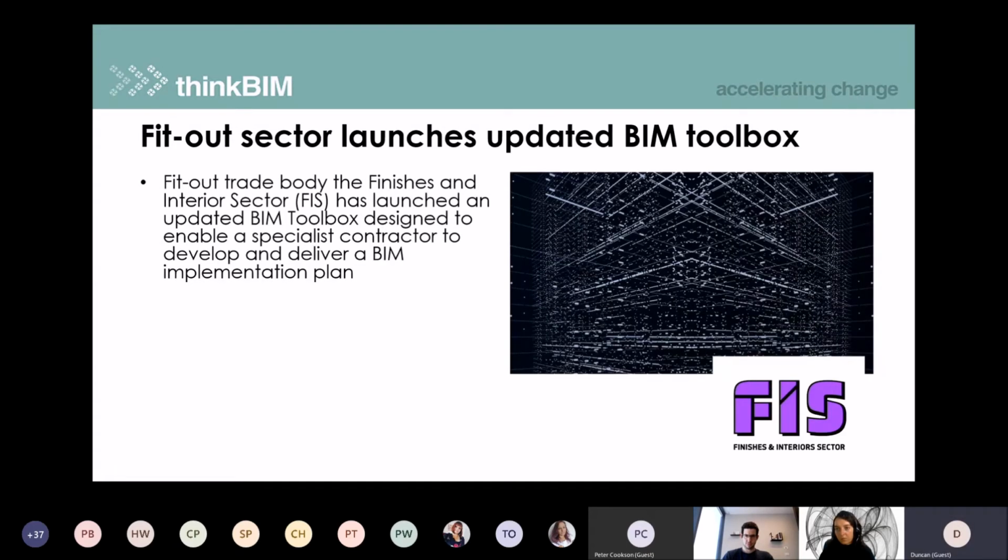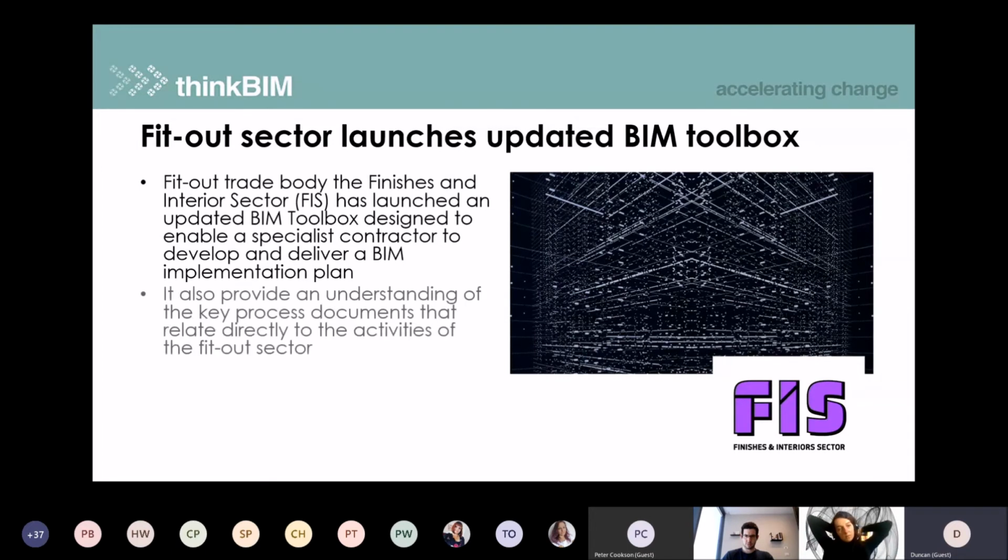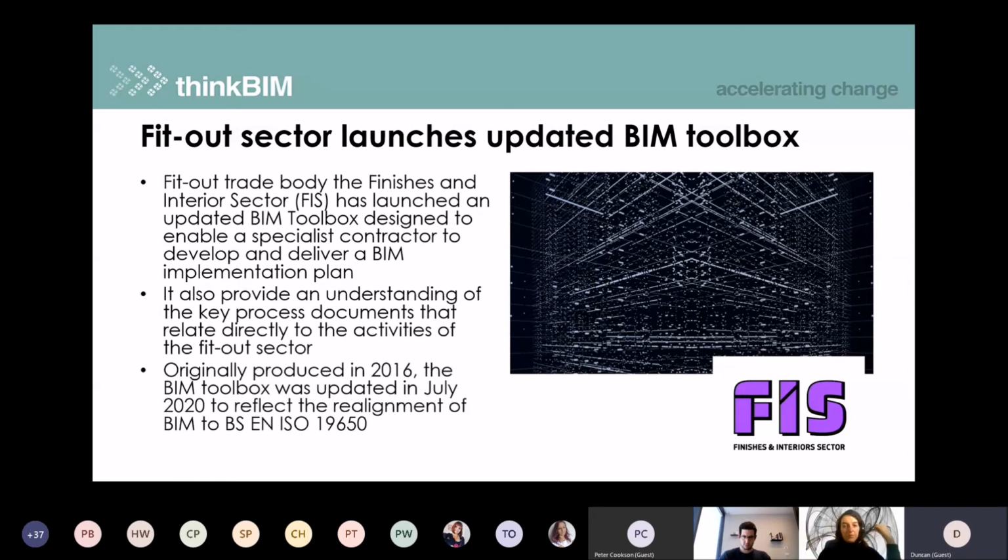In the fit-out sector, the FIS, who have recently become affiliates of the UK BIM Alliance, have relaunched their BIM toolbox, which is designed to help their members develop and deliver BIM implementation plans. So lots of useful documents that have now been updated to reflect the introduction of the ISO as opposed to the old British standards.